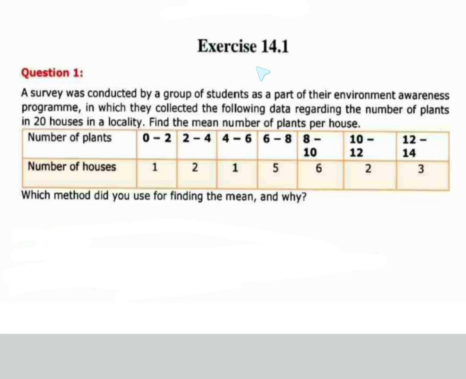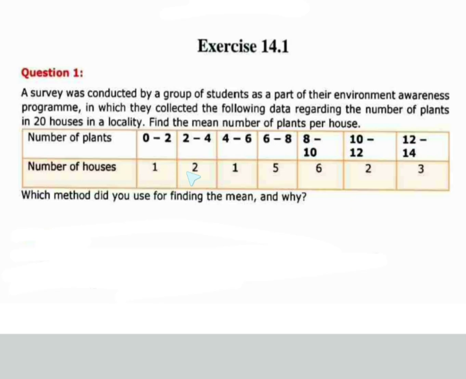Exercise 14.1, question number 1. A survey was conducted by a group of students as a part of their environment awareness program, in which they collected the following data regarding the number of plants in 20 houses in a locality. Find the mean number of plants per house. Here the number of plants is divided into groups: 0 to 2, 2 to 4, 4 to 6, 6 to 8, 8 to 10, 10 to 12, 12 to 14.